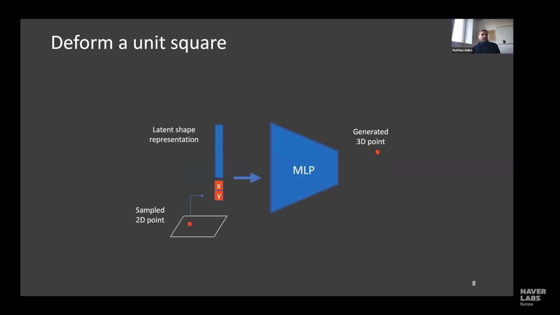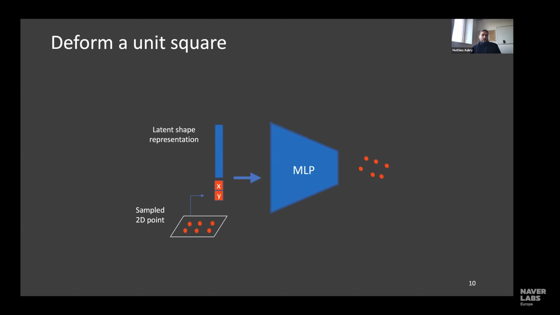So one of the ideas we had was to change a little bit the network architecture to have something that looks a bit different. Instead of just giving the shape representation to the network, we were also giving 2D coordinates of a point on a unit 2D square. So the input of the network was the concatenation of the latent shape representation and the XY coordinate of the point on the unit square. Then you forward the two of them through the network, and you get as output a 3D point. You can do that, of course, for any point in the 2D square. And essentially, what you will get is a bunch of points that you will train to represent your shape.